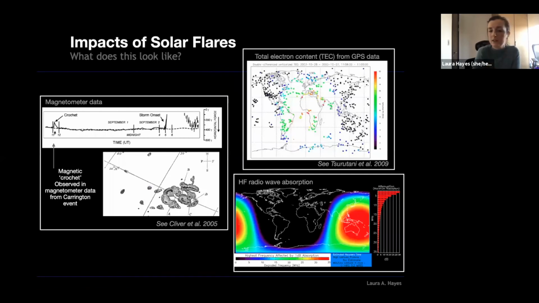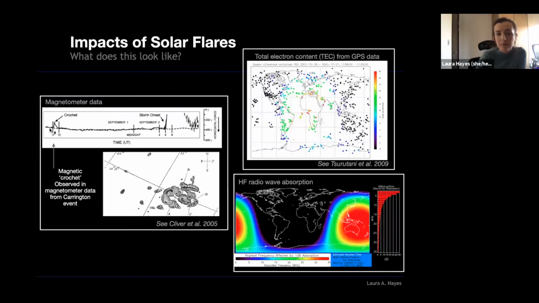And what does this look like in terms of ground-based data that's trying to observe the ionosphere and see these different effects in the different regions of the ionosphere? This is, again, Sophie talked about the Carrington event. So this is this large white light flare that occurred, and it was also associated with a large geomagnetic storm.